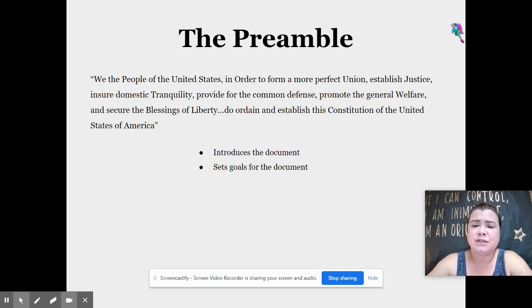So there are several things in here that they've talked about that they want to further elaborate in the Constitution and the articles itself. So they're talking about how they're going to form a more perfect union by establishing justice, ensuring domestic tranquility, providing for the common defense, and promoting the general welfare of its citizens. So these are some of the things that are going to be addressed in the Constitution, and the preamble is a way to introduce the document.